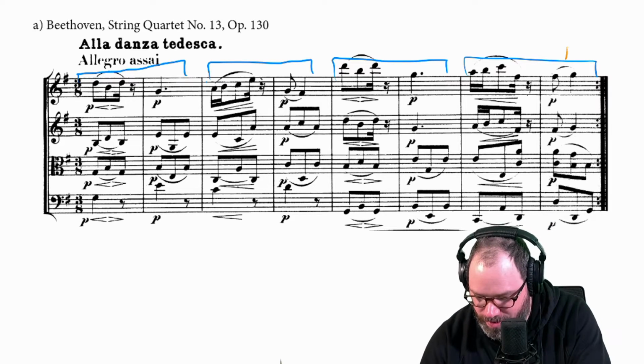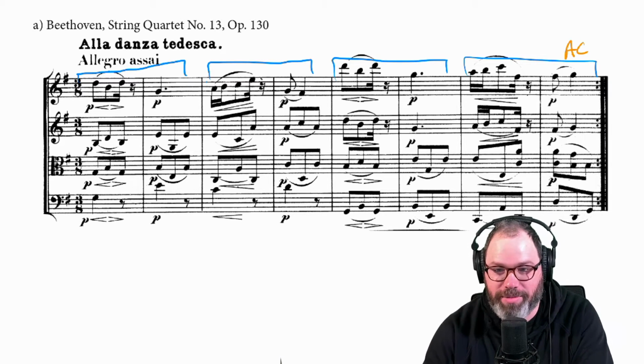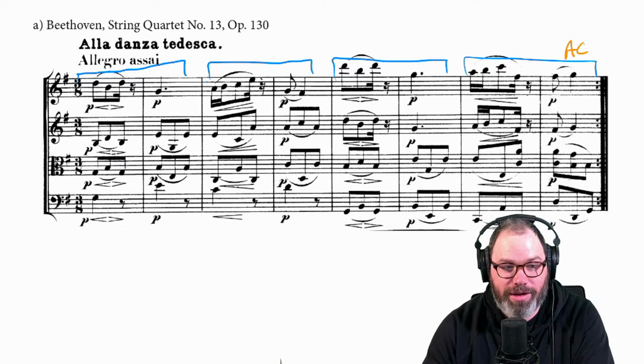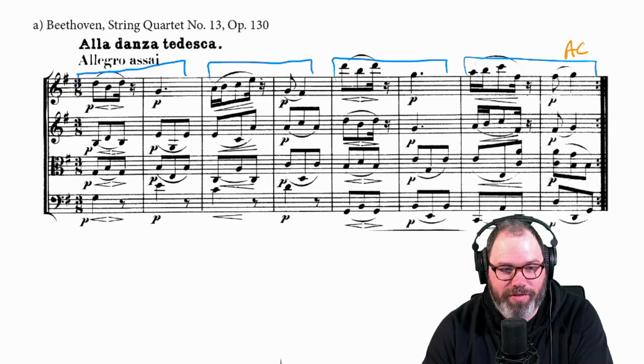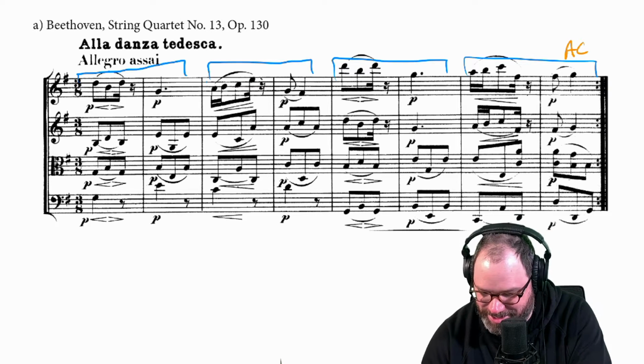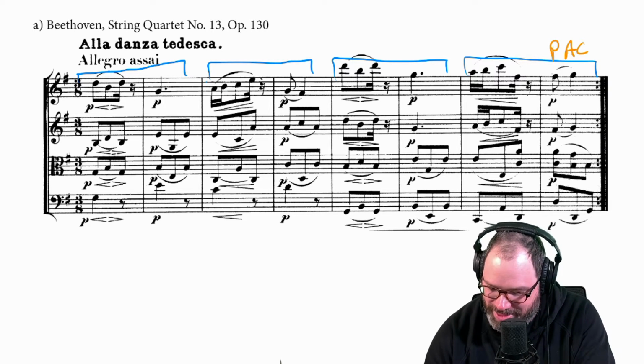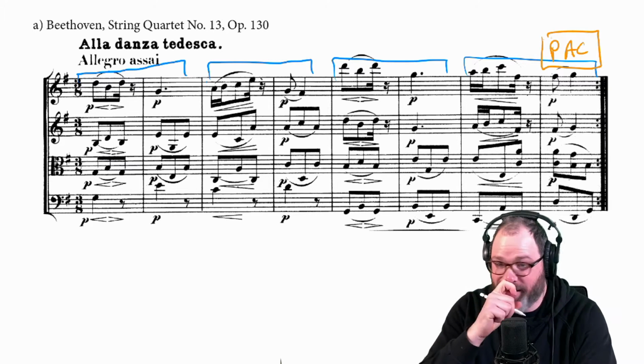So we would know that that's going to be some kind of authentic cadence, and maybe you want to zoom in closely and tell me if it's a perfect or imperfect authentic cadence. What do you think? Go for it. It's perfect. You got it. Sorry, I didn't mean to leave you hanging there. Yeah, perfect authentic cadence. Clear enough.